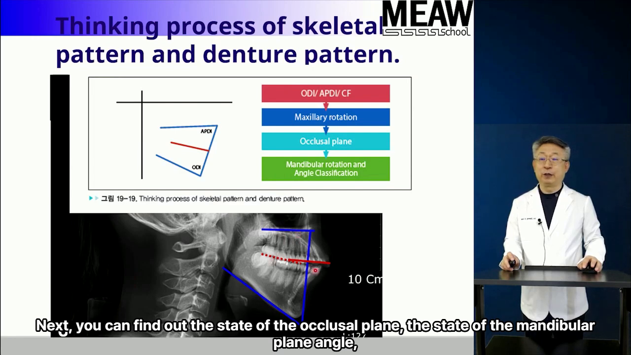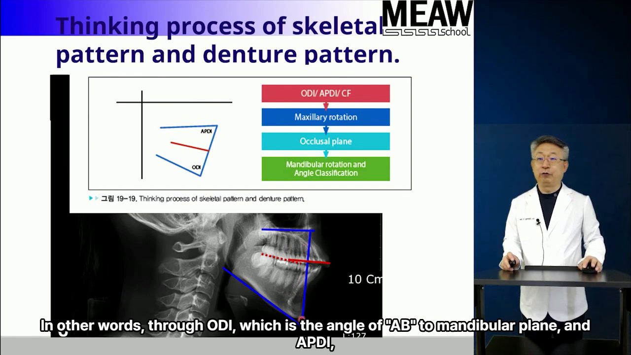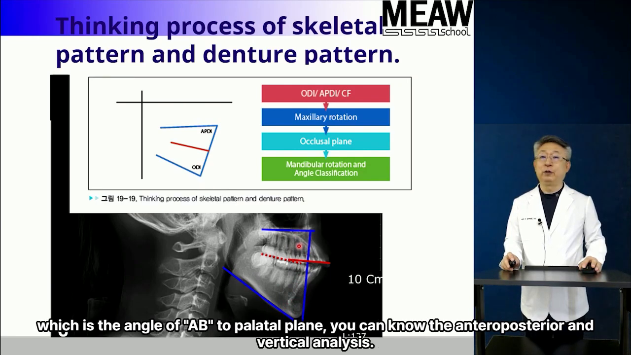Next, you can find out the state of the occlusal plane, the state of the mandibular plane angle, and the state of the anteroposterior malocclusion. In other words, through ODI, which is the angle of AB to mandibular plane, and APDI, which is the angle of AB to palatal plane, you can know the anteroposterior and vertical analysis.